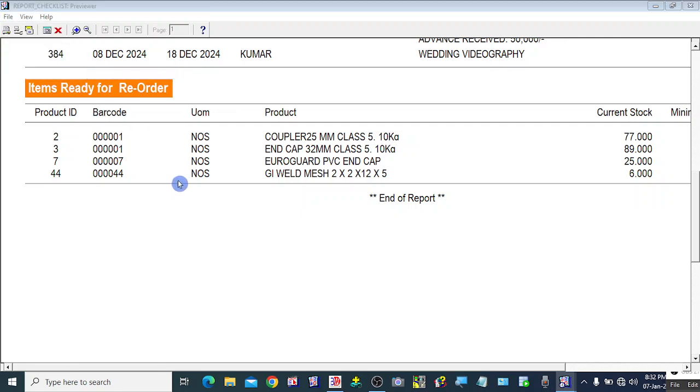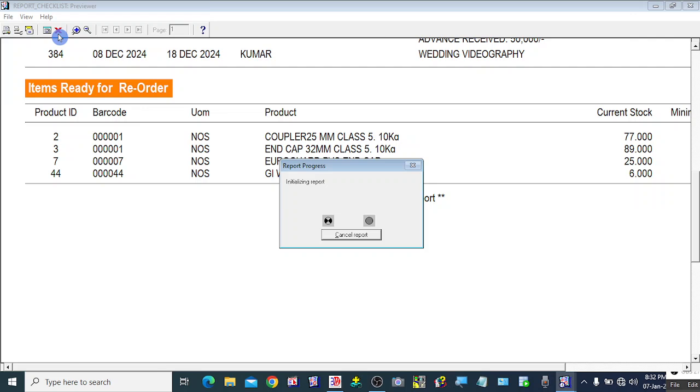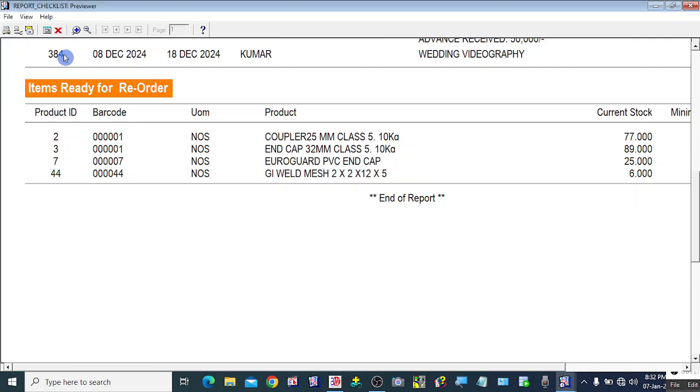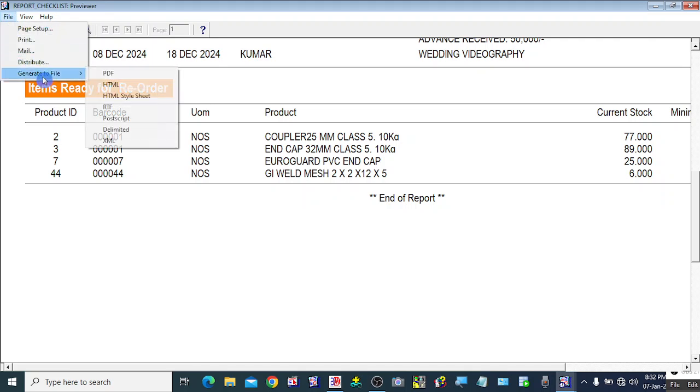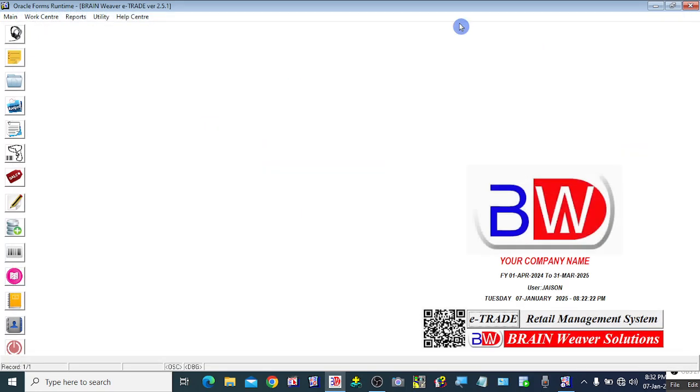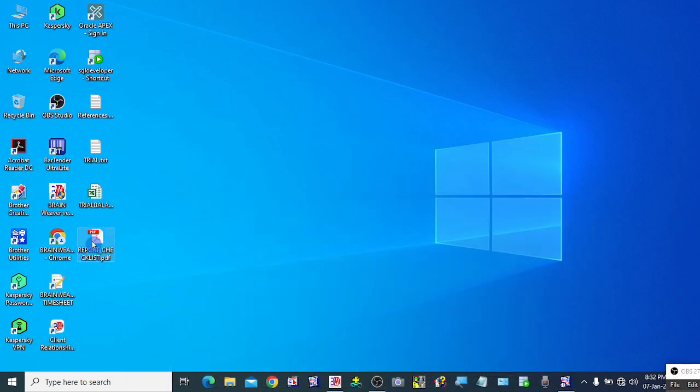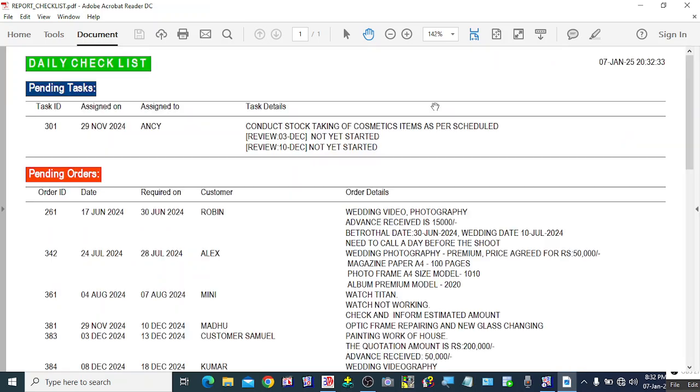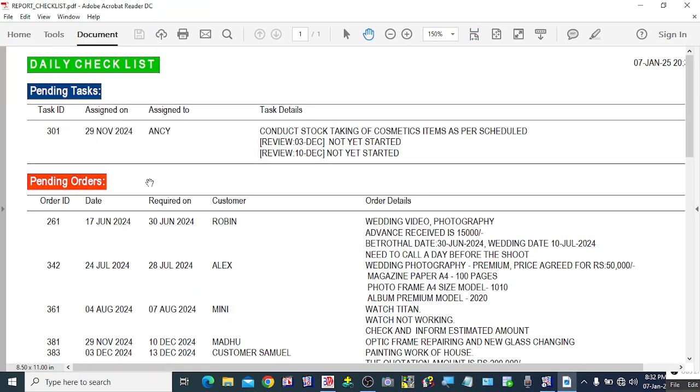Let us save this report in PDF format. By clicking the file generate to PDF button, you can generate any report into the PDF format. So let us open that PDF file. Here you can see the daily checklist.